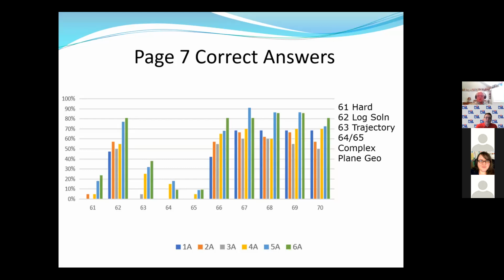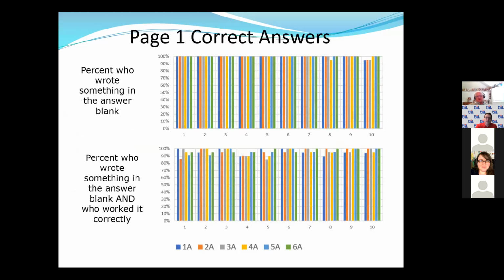Okay, so that gets us through the 7 pages of the test. Now, at this stage, now that you've gone through mono, I'm going to go through the test again in stereo here. And let me talk about what we're looking at now. I went back through the contest, and let's look at the top set of lines. Basically, the top is the percent of people who wrote something in the answer blank. So this is going to take away the people who skipped the problem. I want to know how many people actually tried to work the problem. So I went back and looked at that.